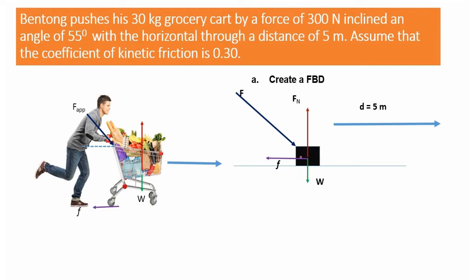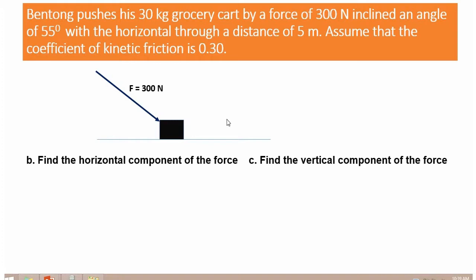But again, we will not end with this free body diagram because remember, this applied force is inclined at an angle of 55 degrees. So we have to break this down into components, meaning which component of this force belongs to vertical and which component belongs to horizontal. So we do this. Now we're done creating the free body diagram.